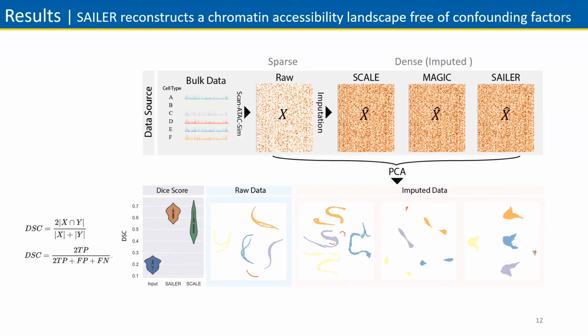And since the simulated data is generated from the bulk data, we know the ground truth, so we can compute the Dice score between imputed single-cell data and the corresponding type of bulk data. So the Dice score shows how well imputed data overlap with ground truth. It's a well-balanced metric, and we can see SAILER helps with the dropout issue if we compare its Dice score against raw data. Also, SAILER outperforms SCALE in terms of the Dice score.